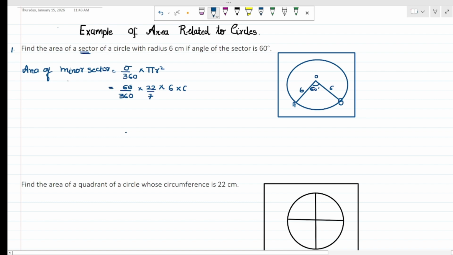Okay, so the 0 and 0 get cancelled. 6 ones are 6, 6 sixes are 36. This 6 and this 6 get cancelled. So you will get your answer as 22 times 6, which gives you 132, upon what is left in the denominator, 7. So your answer will be 132 by 7 centimeter square. Easy. This is your first example related to the area of a minor sector.